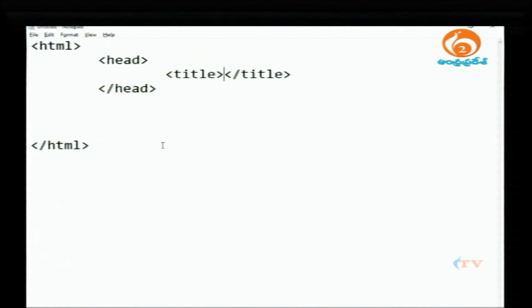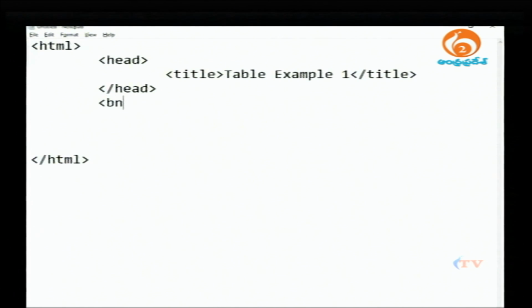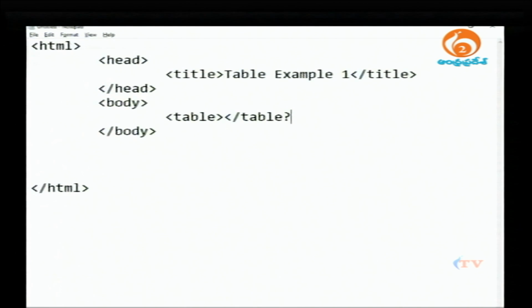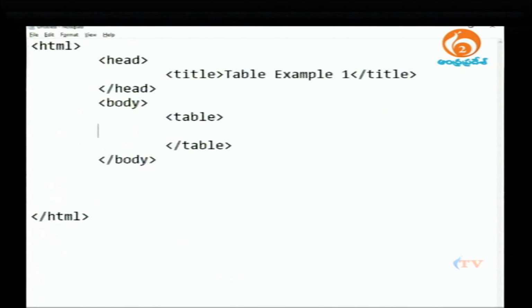The title is table example 1. Within the body part, I want this kind of thing. First, how many tables do I want? I want only one table now. Within the table I require a couple of rows, so I want to take 2 rows here.